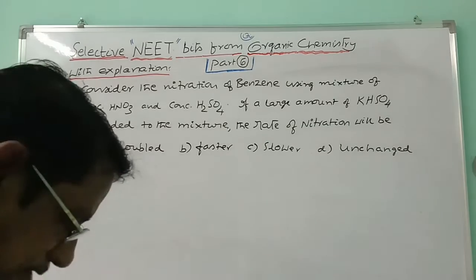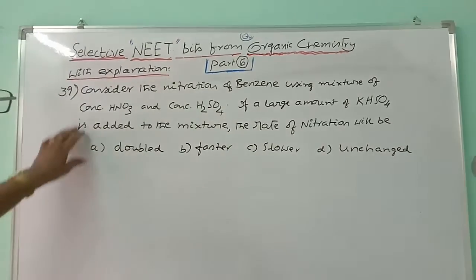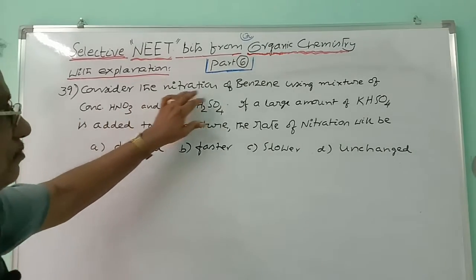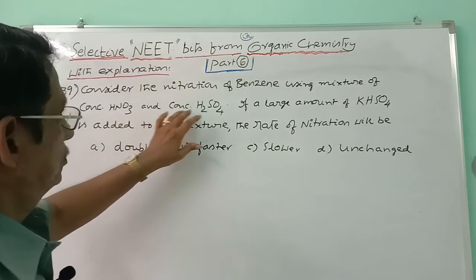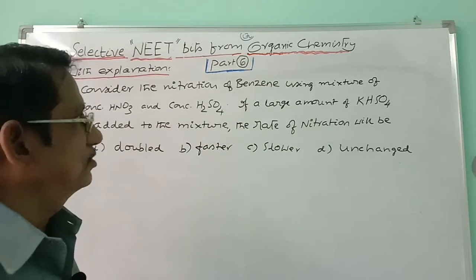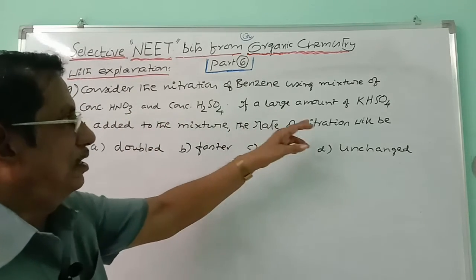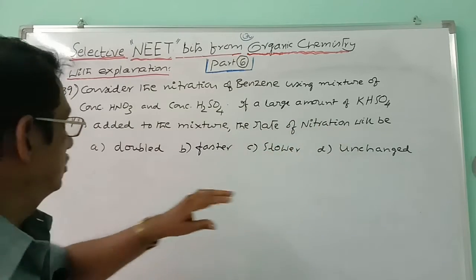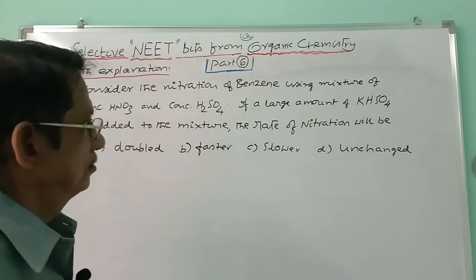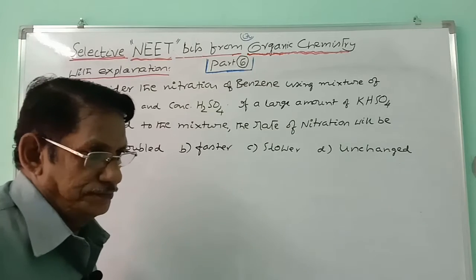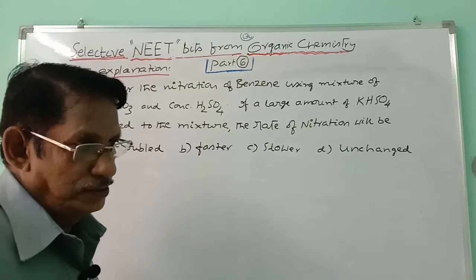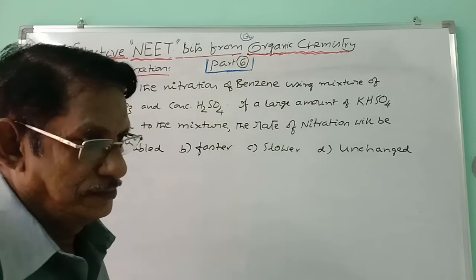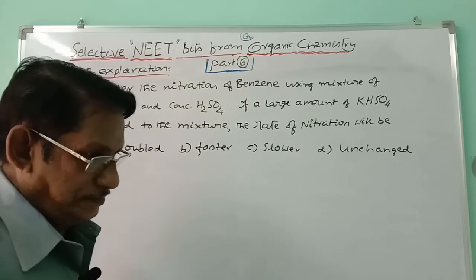Next one, 39th. Consider the nitration of benzene using a mixture of concentrated HNO3 and concentrated H2SO4. This is what you call the nitration mixture. If a large amount of KHSO4, potassium bisulfate, is added to this mixture, the rate of nitration would be increased, decreased, doubled, or remain unchanged. What is the correct option here?